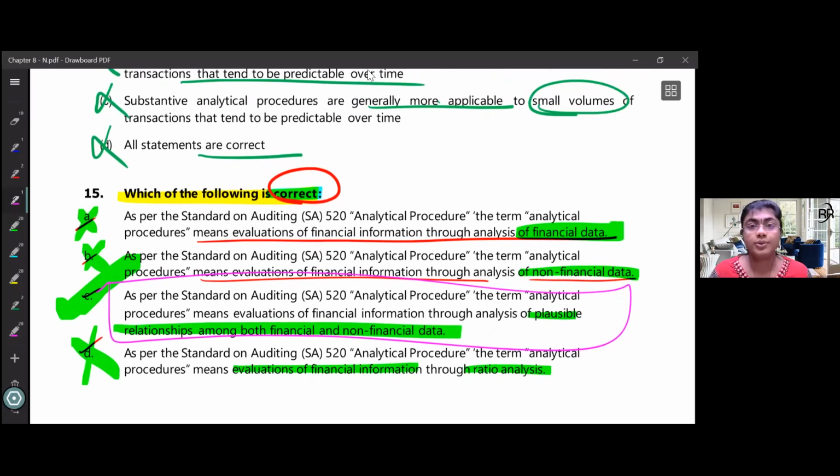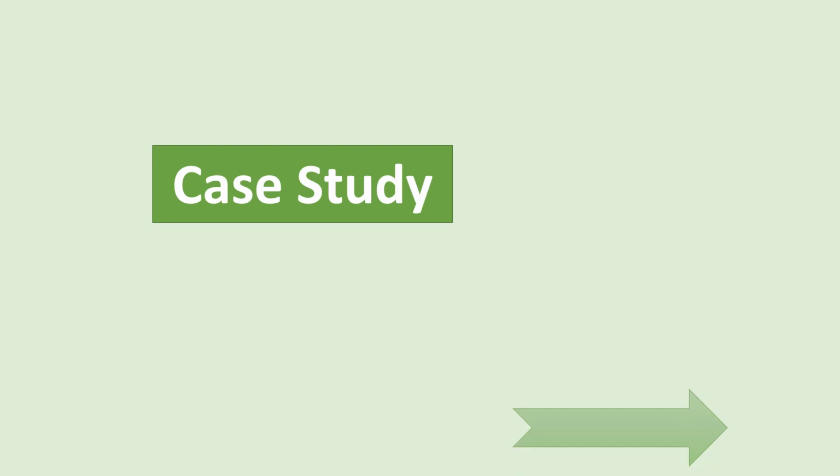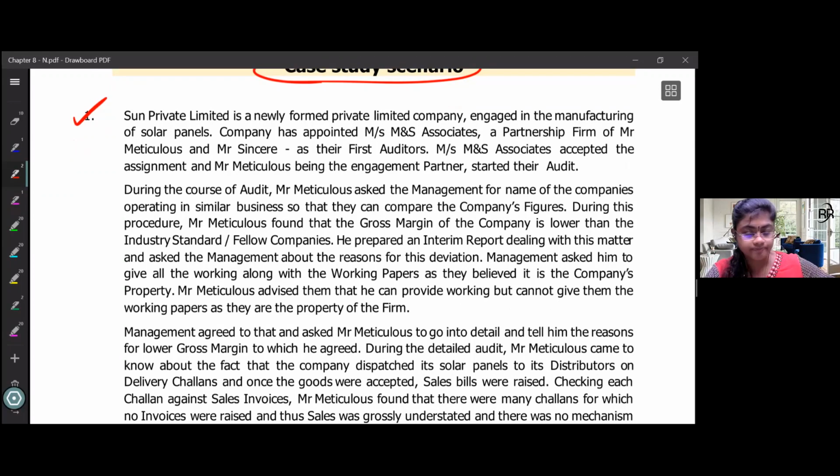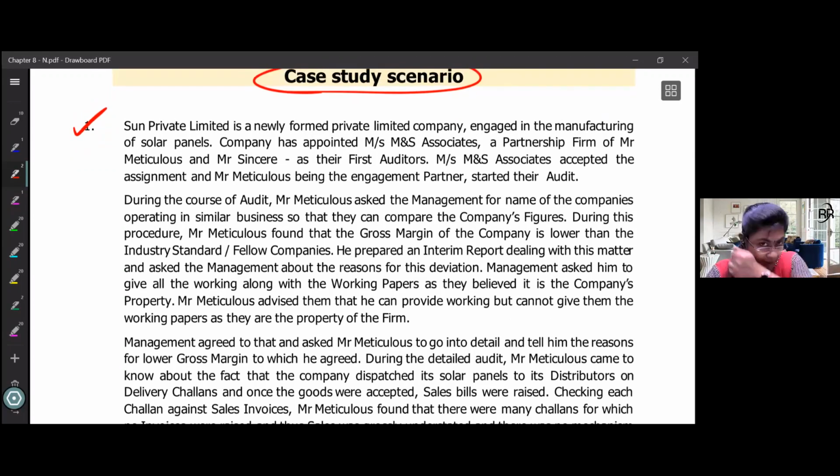I hope you are clear with the MCQ. So I was discussing the entire aspects of SA 520 also while doing this. So next, can we proceed to the case study MCQ, students? So students, starting with the case study scenario with respect to SA 520 analytical procedure. Big question, huh? Shall we quickly read?